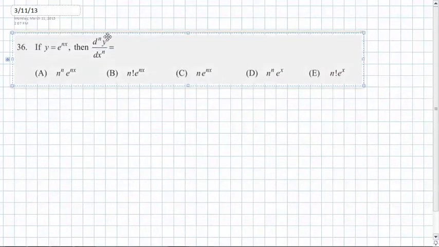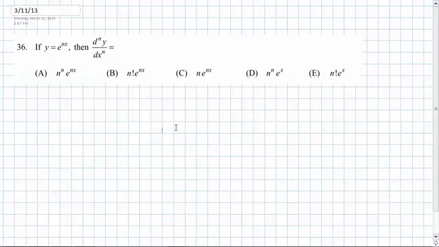Okay, here we go. So you have this question. Anybody know what this means? What is it asking you for? It's telling you if the function equals that. What does this mean right here? The nth derivative. Right, exactly.